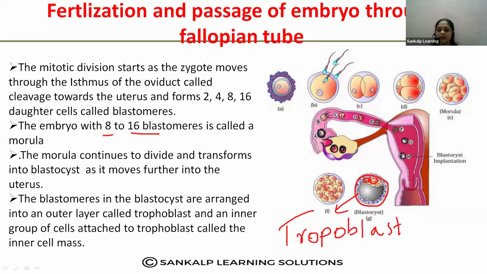Don't confuse. Here, these are called blastomeres. So these blastomeres are arranged in the outer line, these dividing cells, right? So they are called blastomeres. They are arranged in the outer layer, forming the outer layer in the blastocyst. They are called the trophoblast layer, and you can observe a group of cells inside, that is called the inner cell mass.